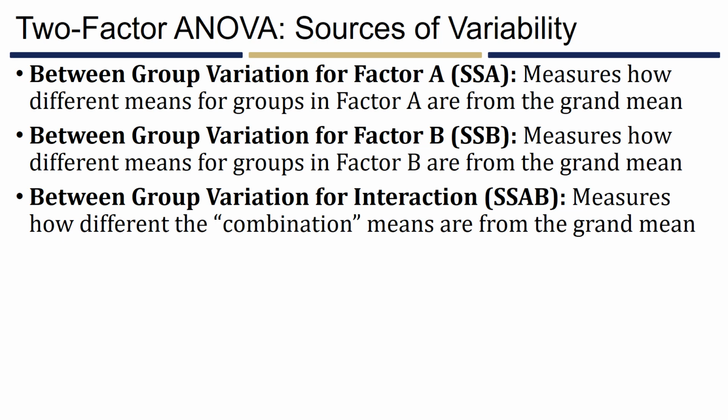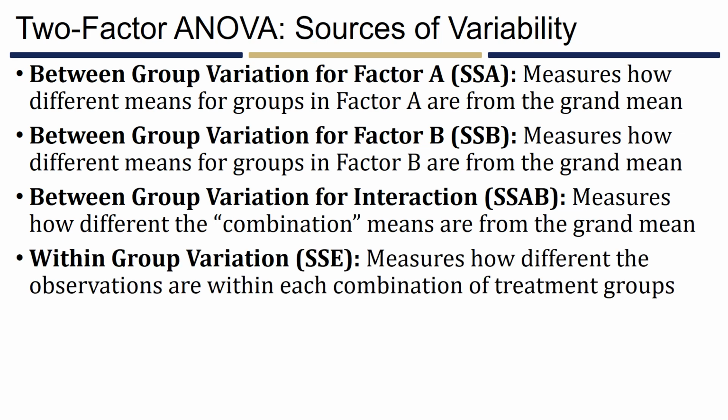We also have between-group variation for the interaction term, which is going to be denoted SSAB. This measures how different the combination means, or the cell means, are from the grand mean. And finally, just like what we had in one-factor ANOVA, we have within-group variation, or the SSE. This is measuring how different the individual observations are within each combination of treatment groups, or how different each observation is from its cell mean.